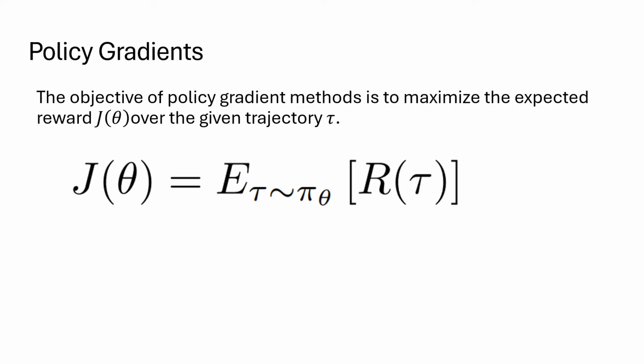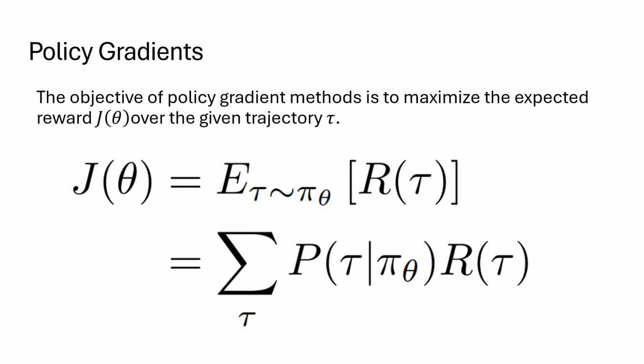Now that we have that out of the way, we can focus on the actual objective of policy gradient methods. We're trying to maximize our expected reward over a given trajectory. Simple enough. So let's expand this out. Our estimation is going to be the sum over trajectories given a policy multiplied by our expected reward over that trajectory.